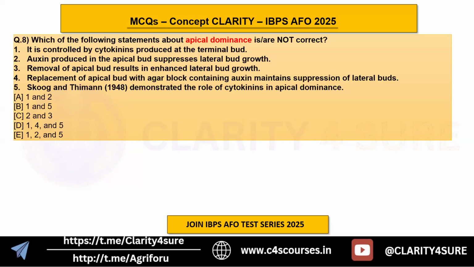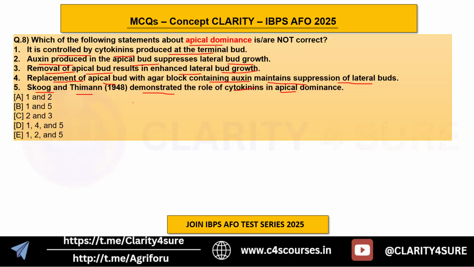Okay. Here we are asking about the statement regarding the apical dominance, which is not correct. So the first statement is that it is controlled by cytokinins produced at the terminal buds. Okay. Auxin produced in the apical bud suppresses the lateral bud growth. Then third is removal of apical bud results in enhanced lateral bud growth. Then fourth is replacement of apical bud with agar block, which is a nutrient containing auxin, maintains suppression of lateral buds. Then last is Skoog and Thimann demonstrated the role of cytokinins in the apical dominance.